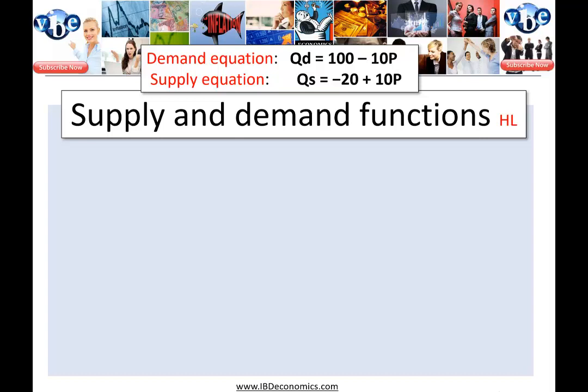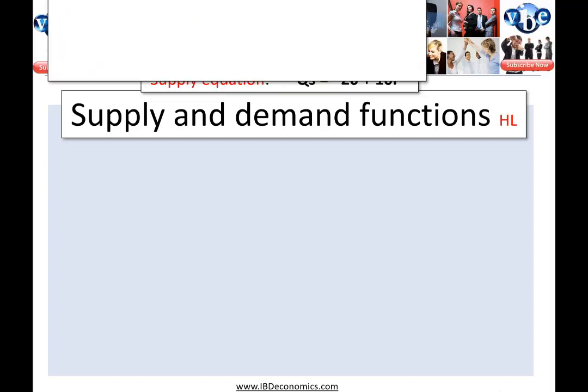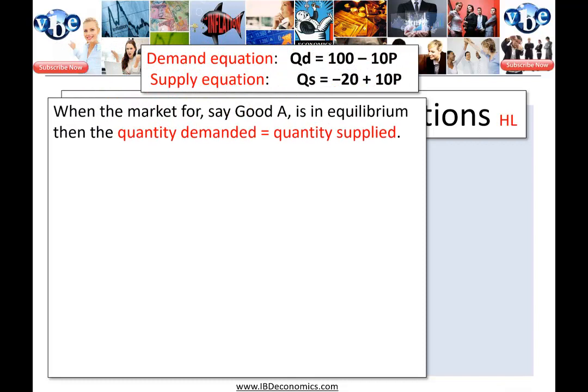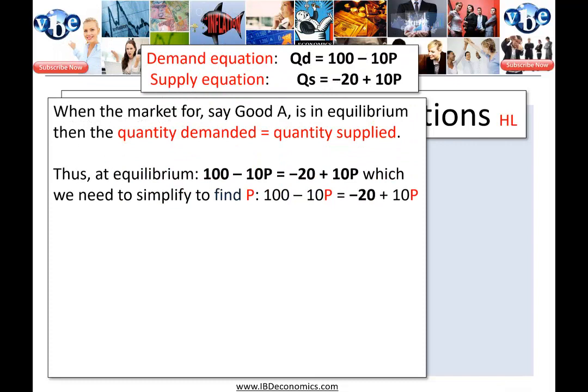Okay, let's have a look at the two equations here. Demand equation, supply equation. Quantity demanded equals 100 minus 10p. Quantity supplied equals minus 20 plus 10p. Now we know when something is in equilibrium in economics, in the market, quantity demanded equals quantity supplied. So 100 minus 10p must equal negative 20 plus 10p. So demand equals supply. The demand equation is equal to the supply equation. And now we just need to simplify to find P. P being the price.